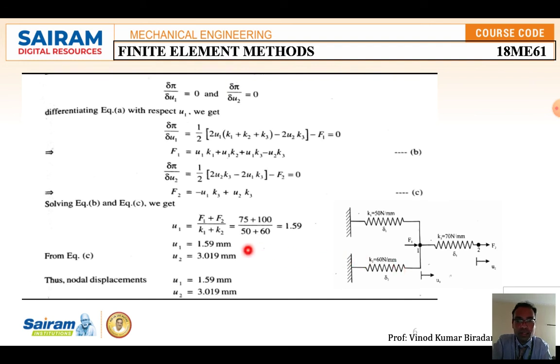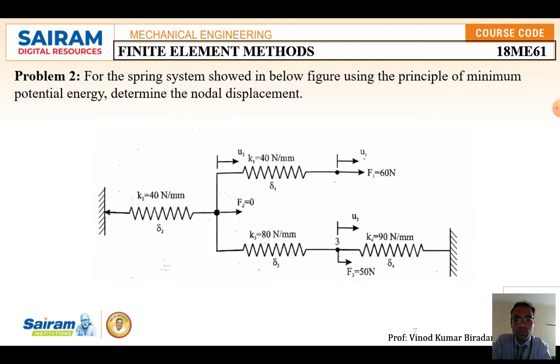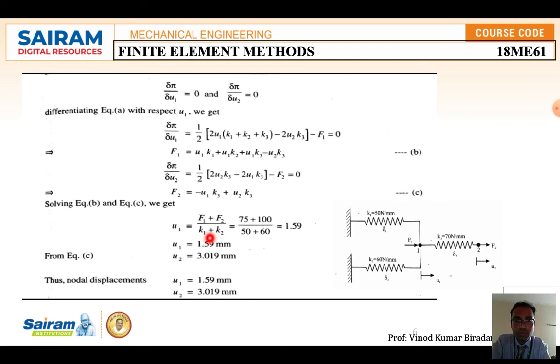Okay, again this value you can substitute in any one of the equations, and you are going to get u2 equal to 3.019. So the displacement at node number 2 is 3.019 mm. These are the two displacements we calculated based on the given question. So the total nodal displacement is u1 equal to 1.59 mm and u2 equal to 3.019 mm. Like this you have to solve the numerical problems based on minimum potential energy.